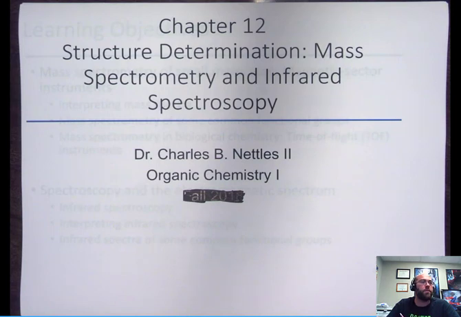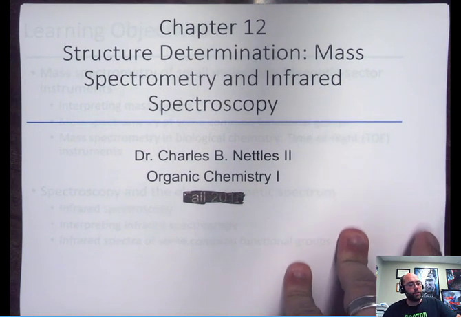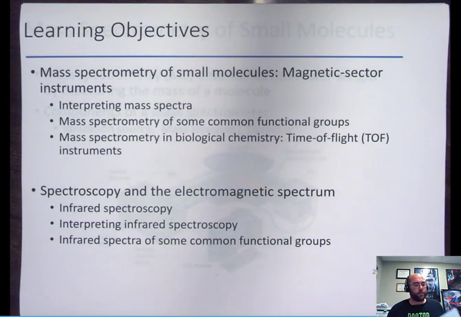This is chapter 12. I'm talking about structure determination, where we utilize mass spectrometry and/or infrared spectroscopy. All right, and so this will be a two-part series for this chapter. The first part will go over mass spec, and then we'll go over IR in the second part. So jumping right in with mass spec.